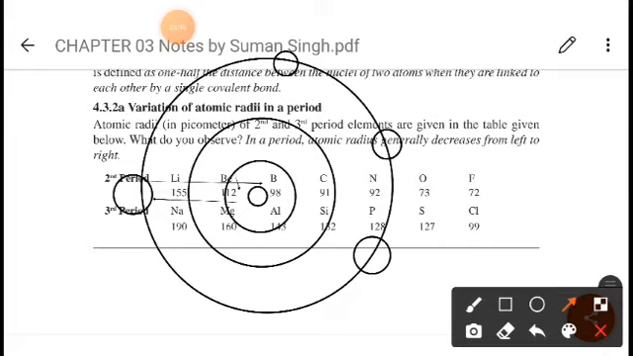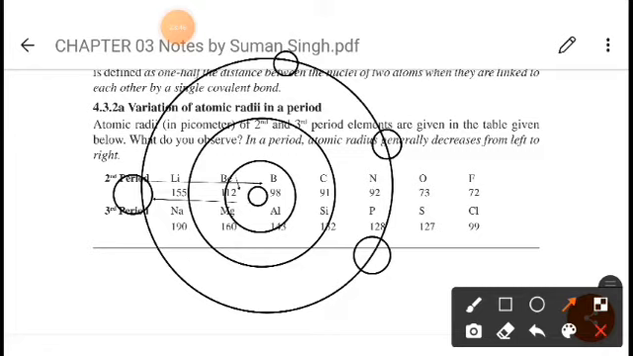Now one more thing you have to know is the screening effect. The screening effect is the decrease in the force of attraction exerted by the nucleus on the valence electron due to the inner electrons. It is also called the shielding effect or screening effect. Let me tell you one thing.